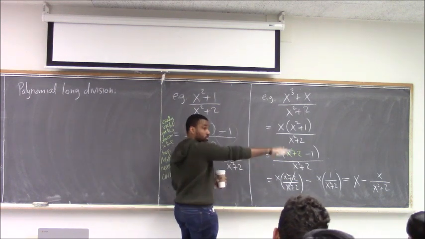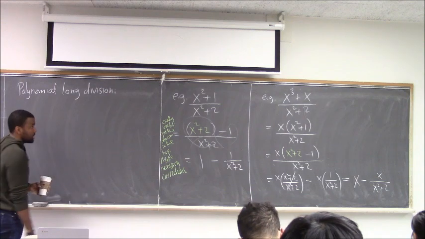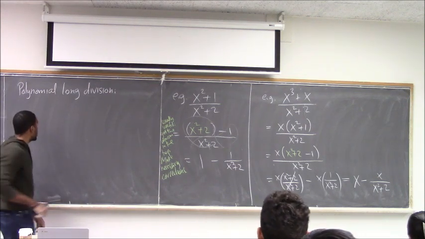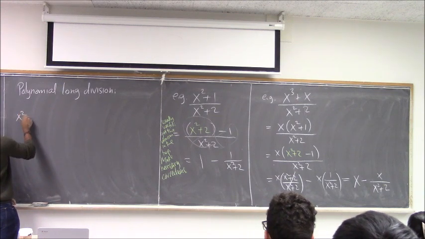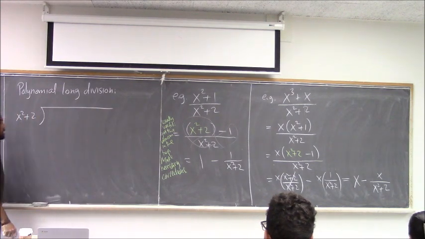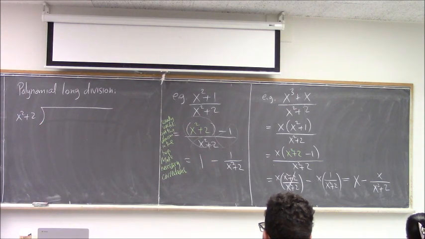Which one do you want me to do? Second one. You want to do the second one? Okay. So you want to do polynomial long division. Here's how you do it. The guy on the bottom is called the divisor, and he goes out in front. You do this thing here, and you write down the guy underneath, under there.